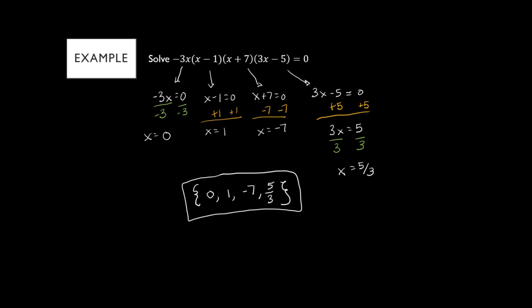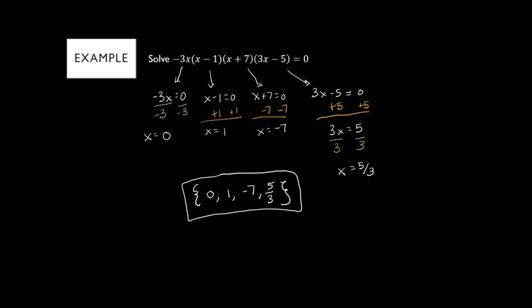Because if you notice, all of them are the opposite sign. So if it was an x minus, your answer is positive. If it's an x plus, your answer is negative. And all of your answers are the number part divided by the part in front of the x.